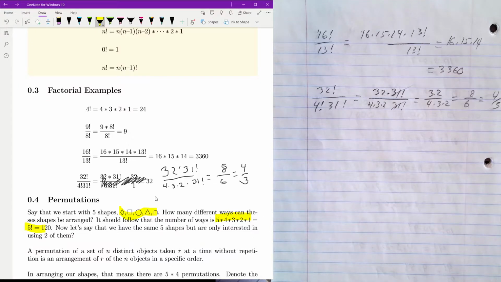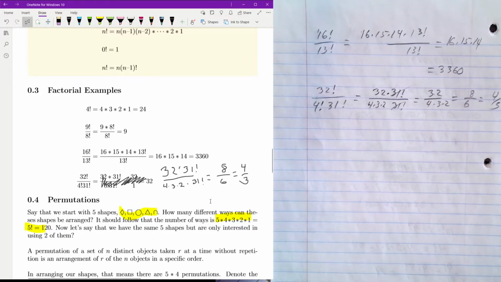Now let's say that we have the 5 shapes, but we're only interested in using 2 of them. Well, there's a couple different ways we can say this. A permutation of a set of n distinct objects taken r at a time without repetition is an arrangement of r of the n objects in a specific order. Okay, so we know that we're only going to pick 2 shapes this time. So we have 5 possibilities for the first one and 4 possibilities for the second one. So it's 5 times 4. That's how many possibilities there are.